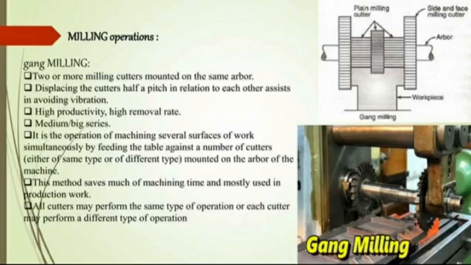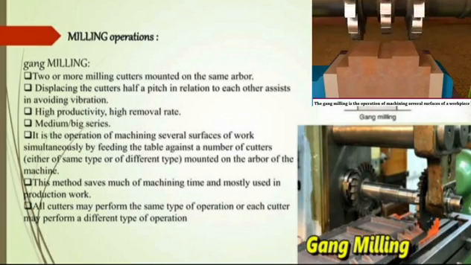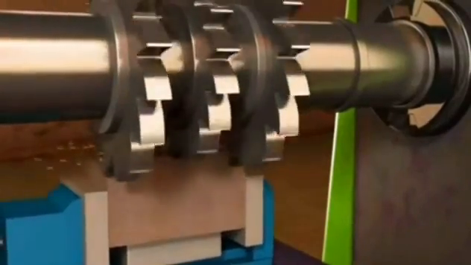It is the operation of machining several surfaces of the work simultaneously by feeding the table against a number of cutters mounted on the arbor of the machine. This method saves much of the machining time and is mostly used in production work. All cutters may perform the same type of operation, or each cutter may perform a different type of operation. It is illustrated with these images and animation.